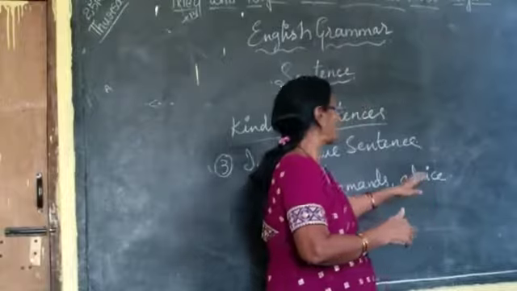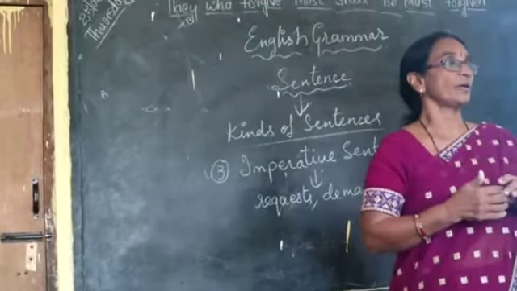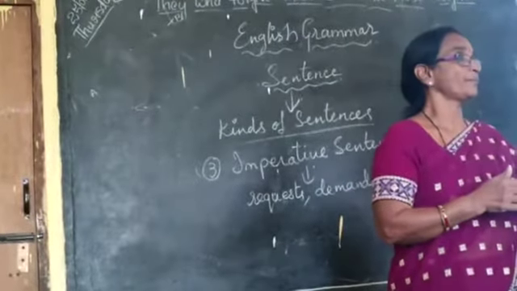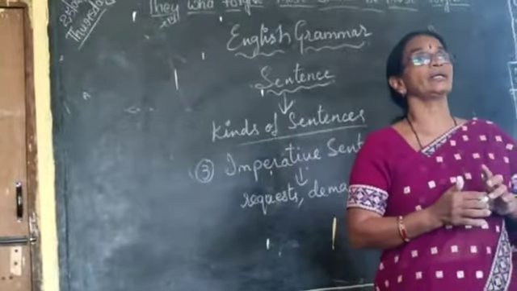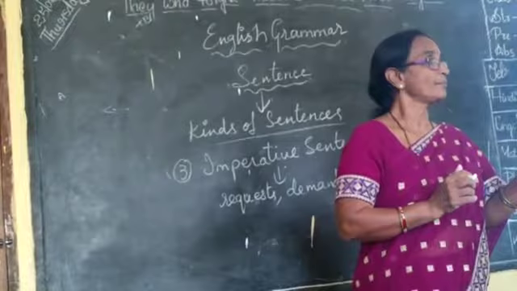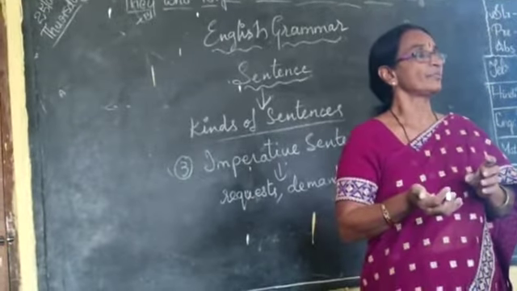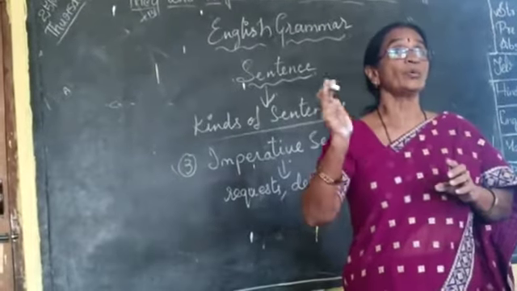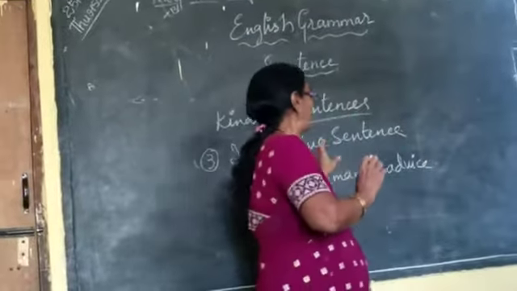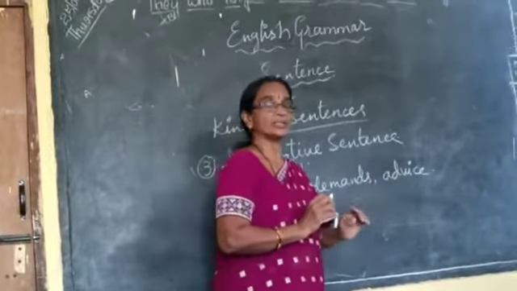The next one is advice. When you go to the doctor, he advises you. The elder people advise you. You should drink milk daily night to be healthy. That is an advice. You should go to the doctor when you are sick. That is an advice. Don't eat more chocolates. That is an advice. So, imperative sentences come under request, demands and advice.